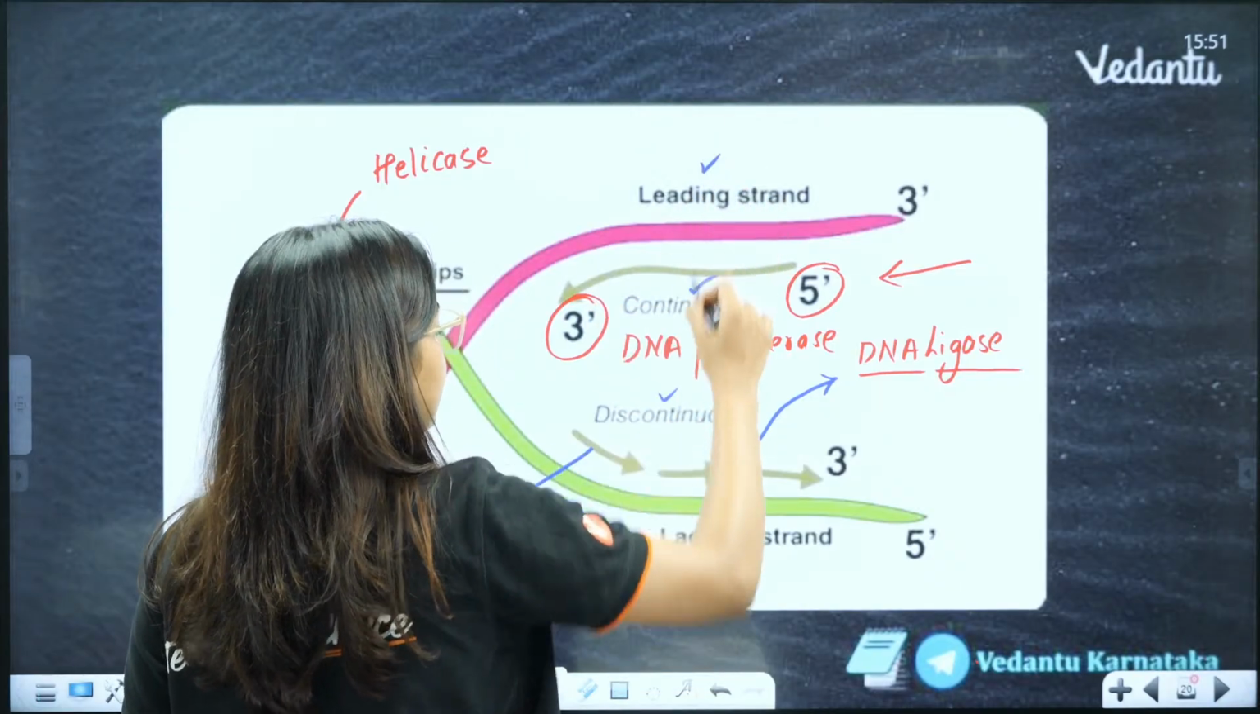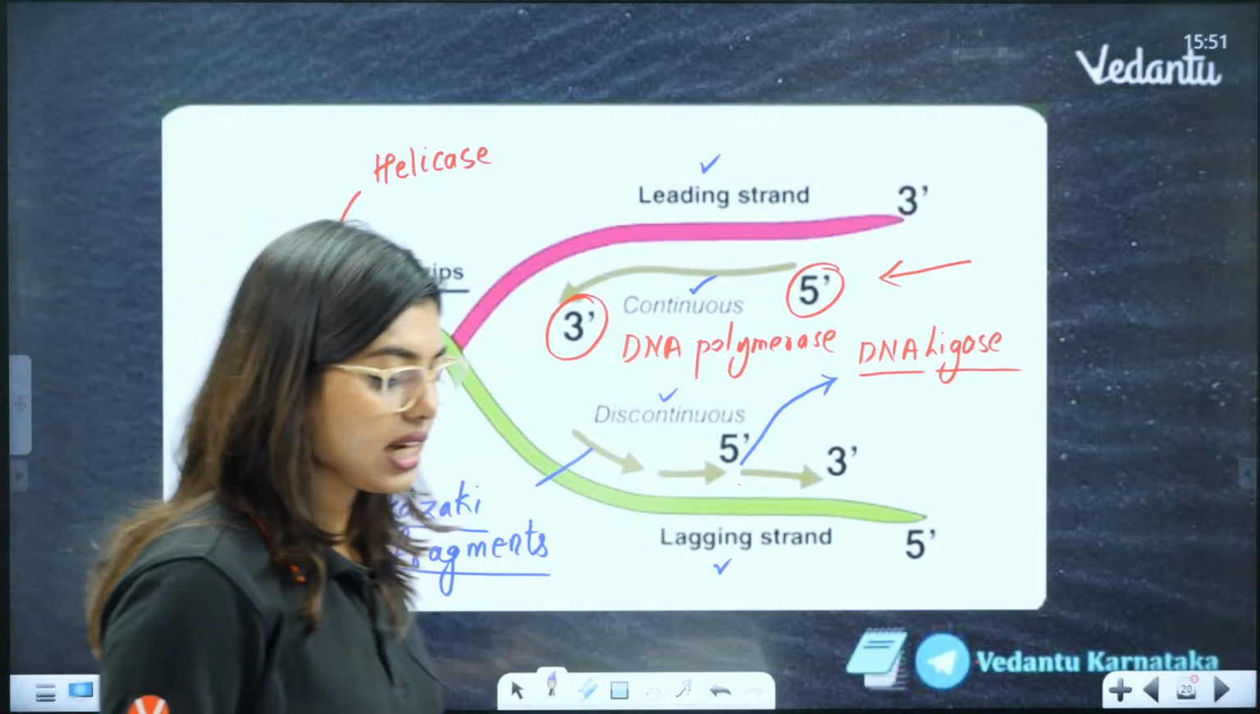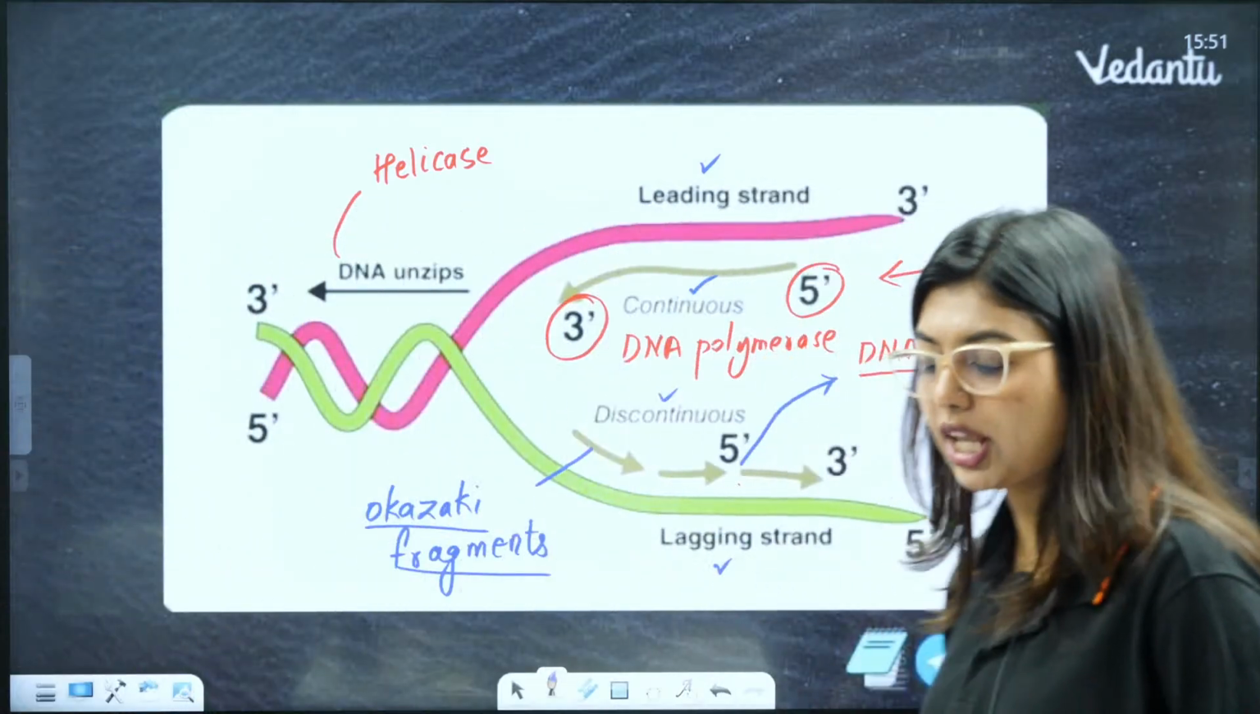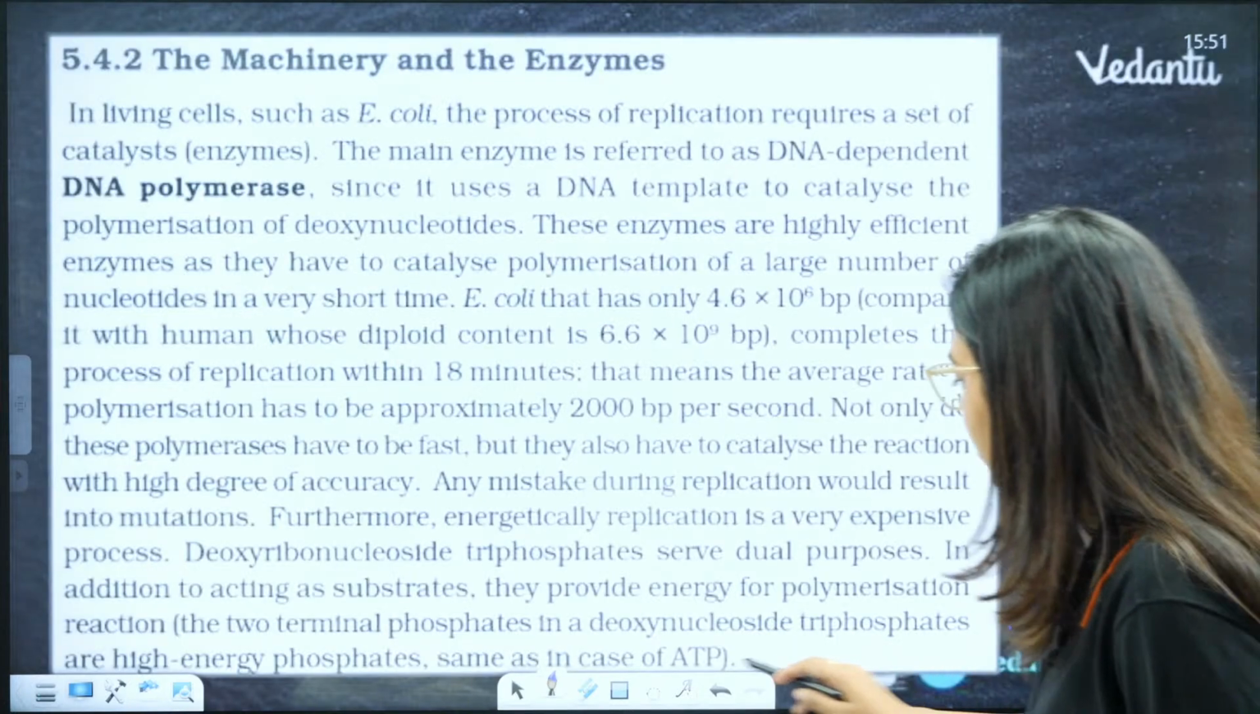Their other names are leading strand and lagging strand. They have an ORI, that is the origin of replication, from where replication is going to start. We will read about it in NCERT.